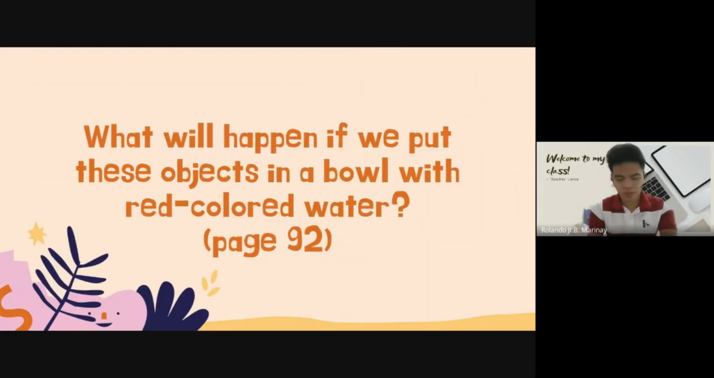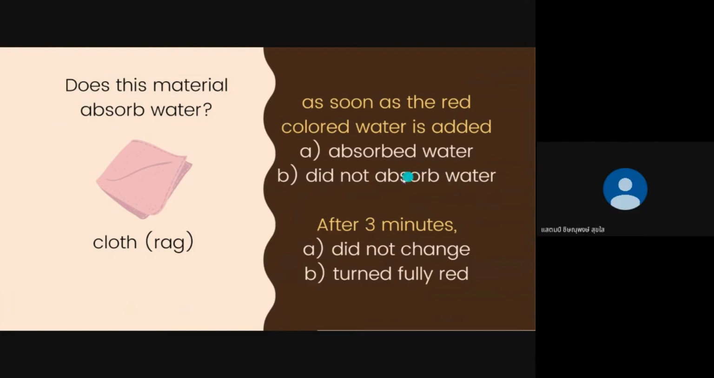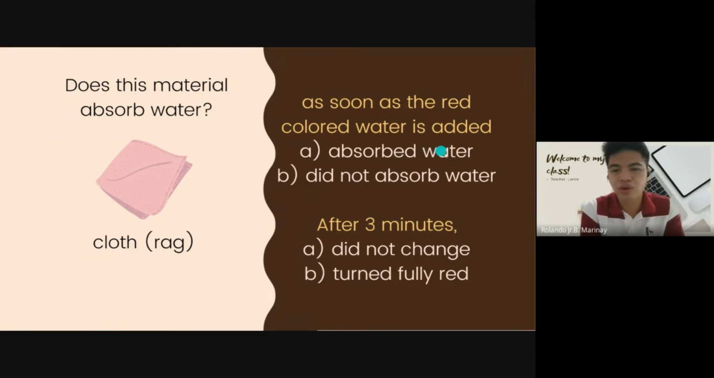Okay, so I want you to open your book to page 92. What will happen if we put these objects in a bowl with red colored water? For example, the rag. What will happen as soon as the red colored water is added? Is it A, the rag absorbed water, or B, the rag will not absorb water? A, the cloth will absorb water.